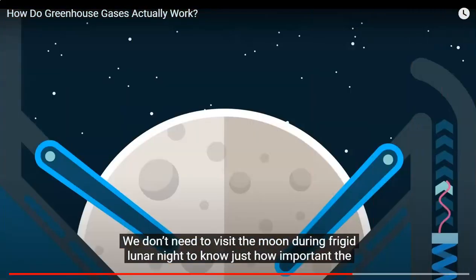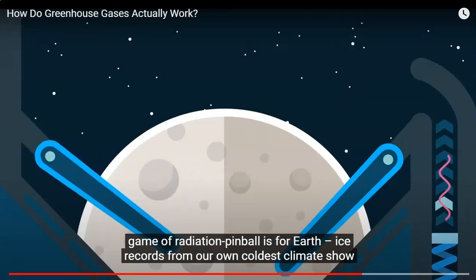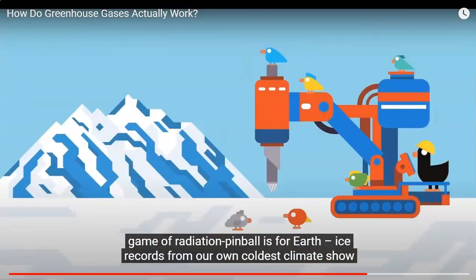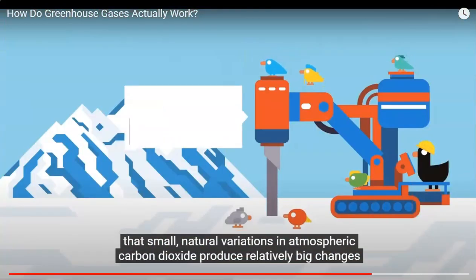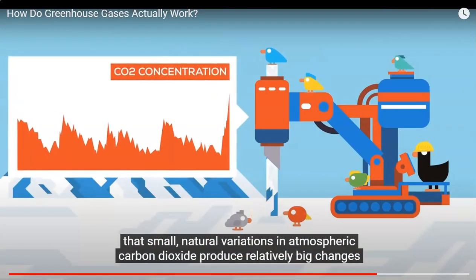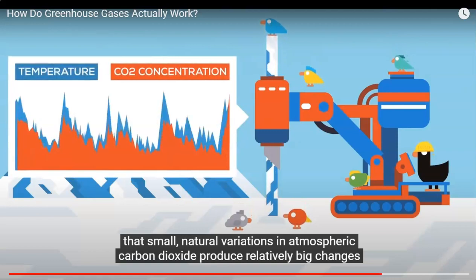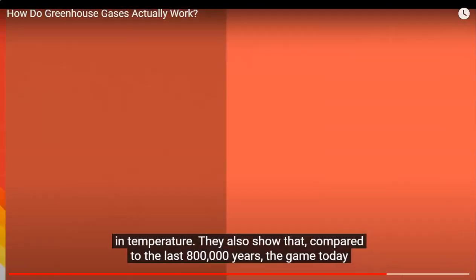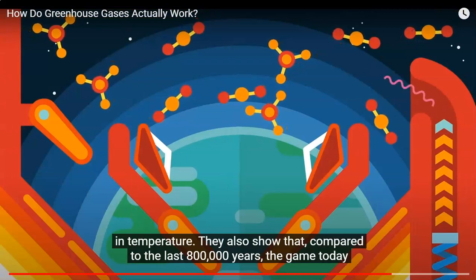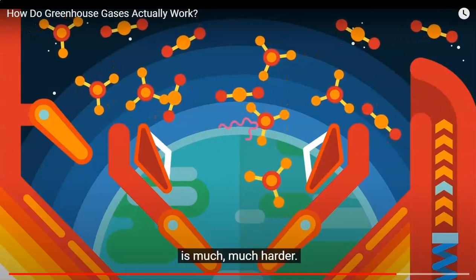We don't need to visit the moon during frigid lunar night to know just how important the game of radiation pinball is for Earth. Ice records from our own coldest climate show that small natural variations in atmospheric carbon dioxide produce relatively big changes in temperature. They also show that, compared to the last 800,000 years, the game today is much, much harder.